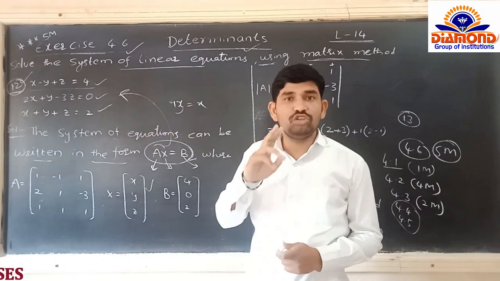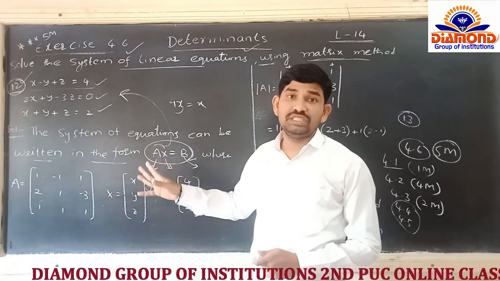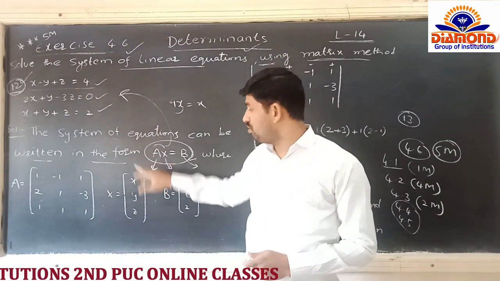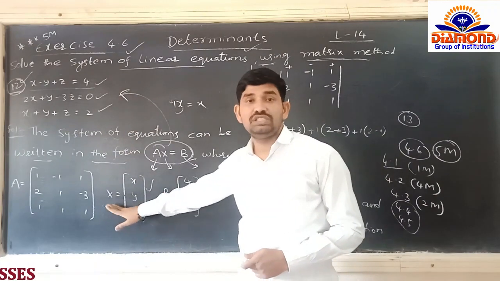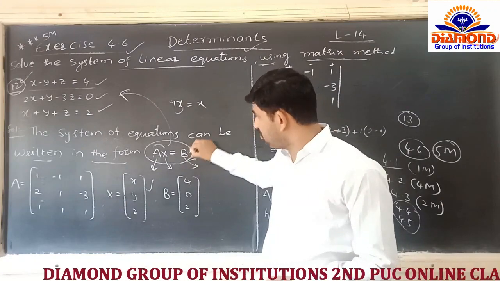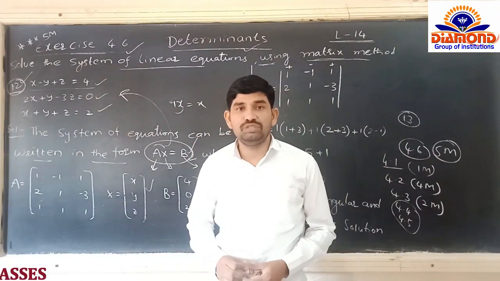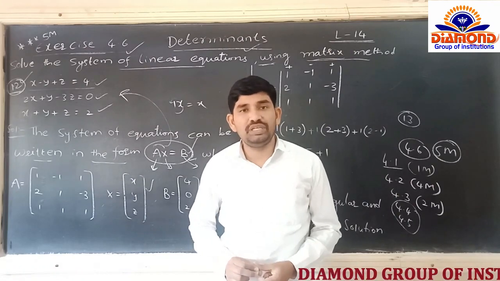Suppose he is giving 2 variables, then we have to write x, y, that's all. Suppose he is giving 3 variables, then we have to write x, y, z. This is known as the variable matrix, remember. And the matrix B here is said to be a constant matrix.